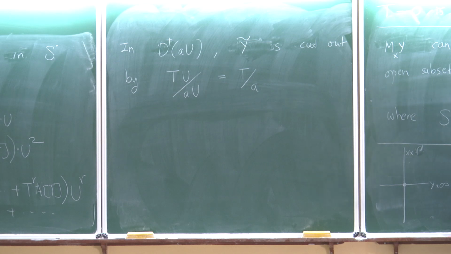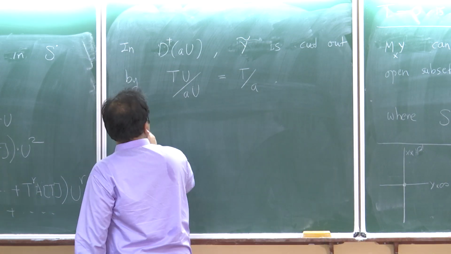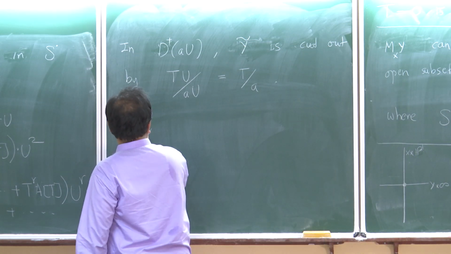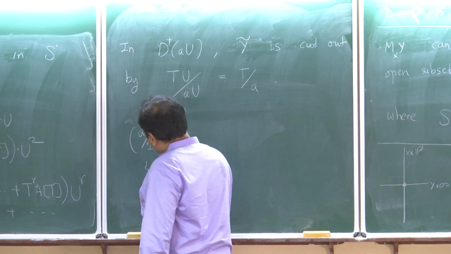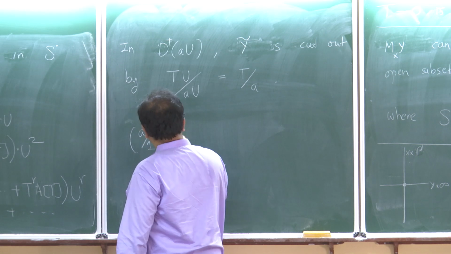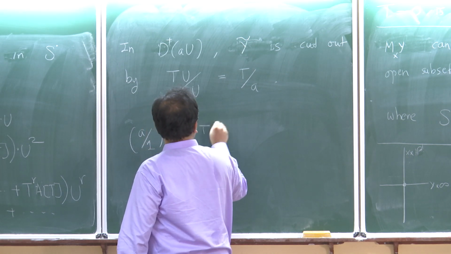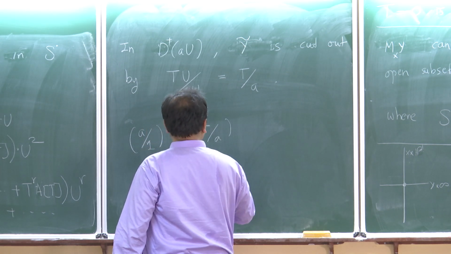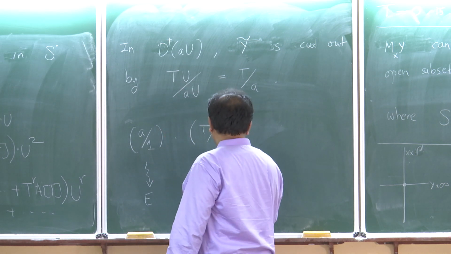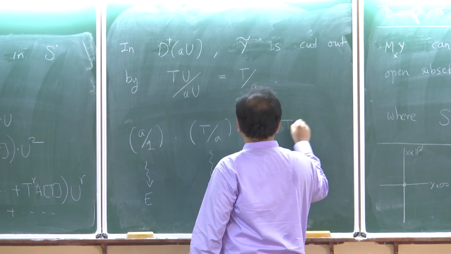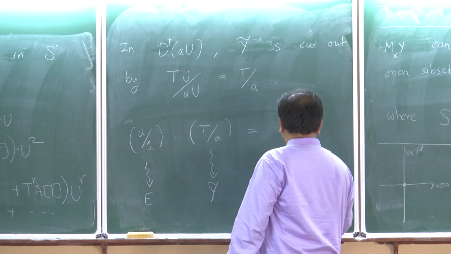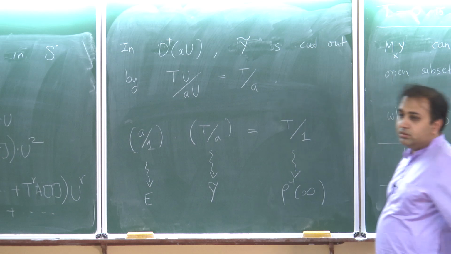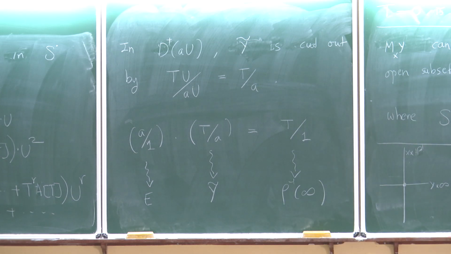Okay, and so now observe that A over 1 corresponds to the exceptional divisor times T over A, which corresponds to y tilde. This is equal to T over 1, which corresponds to rho inverse of infinity. So this is what is happening in this particular patch.